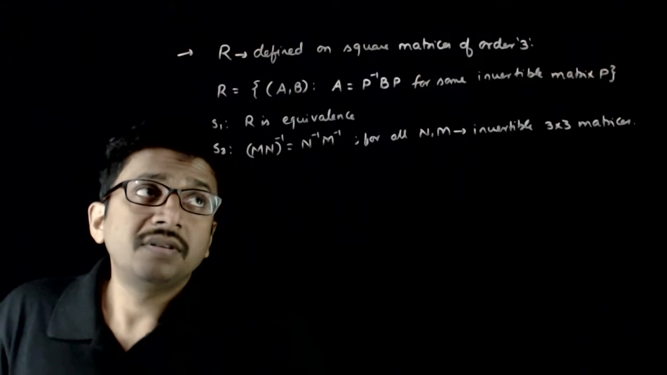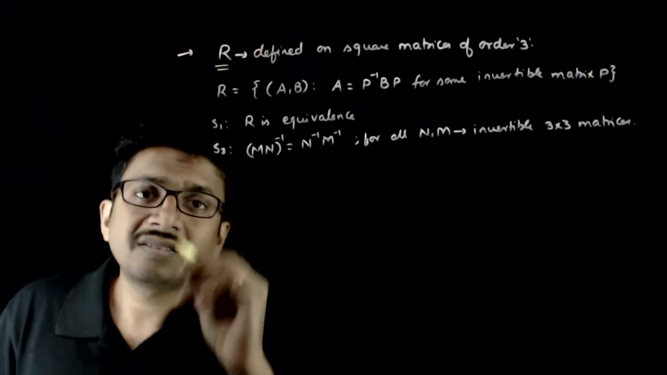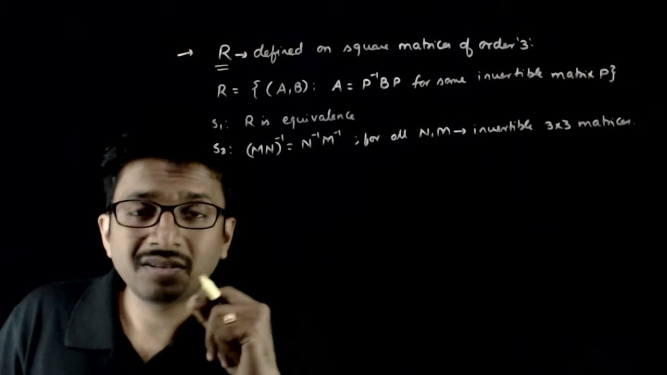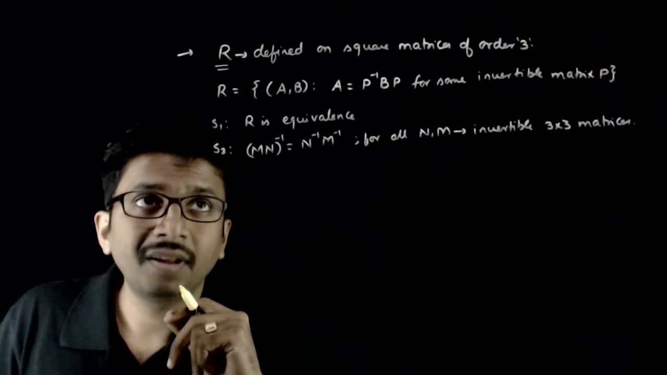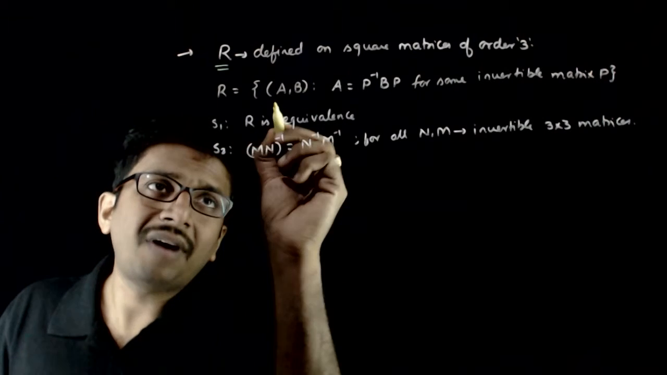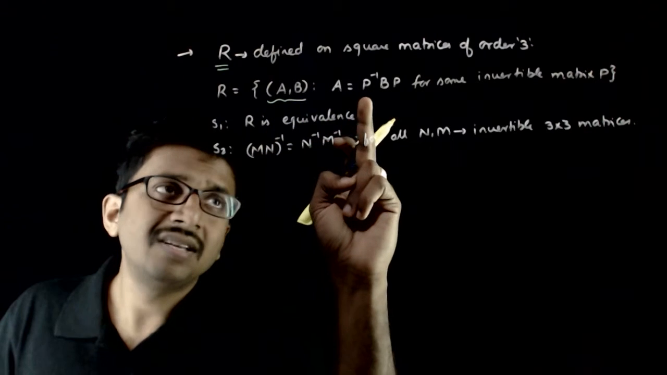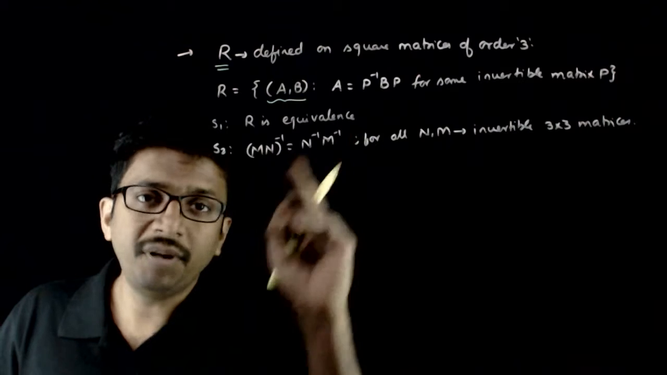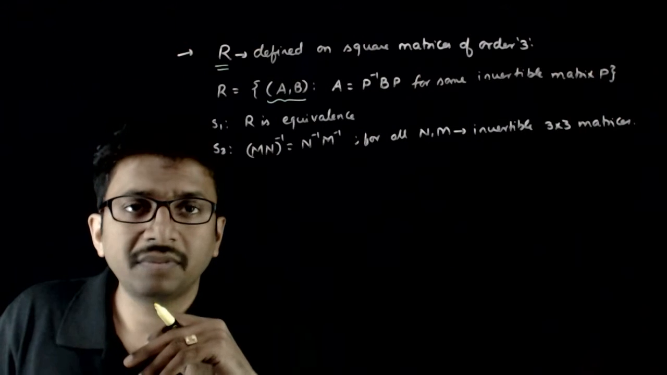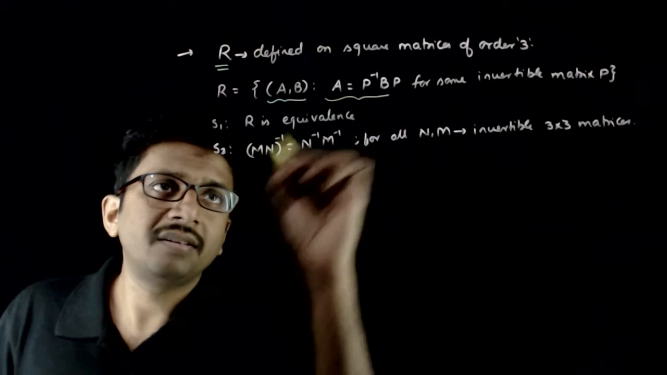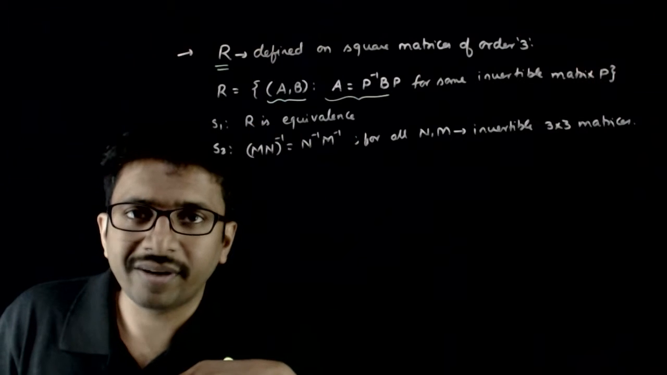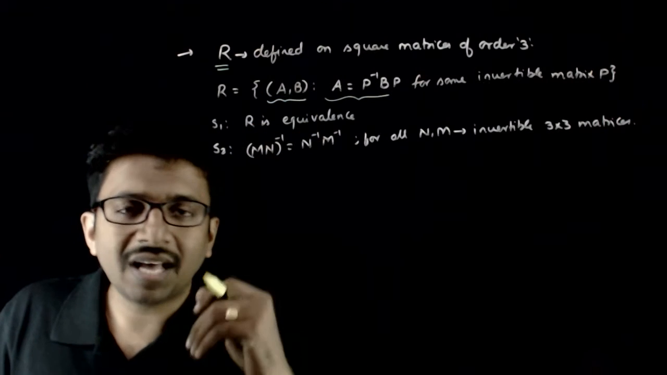So welcome students. In this question you're given that R is a relation defined on square matrices of order 3, and the definition of R is: R relates A and B if A can be written as P inverse BP for some invertible matrix P. If this can be done, then A and B are related to one another. So the first statement is that R is an equivalence.